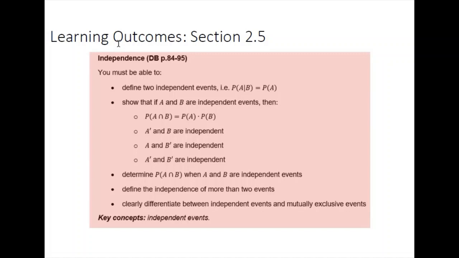And we will determine the probability of A and B both occurring when A and B are independent events, and we will define the independence of more than two events, and we will clarify the difference between independent events and mutually exclusive events.